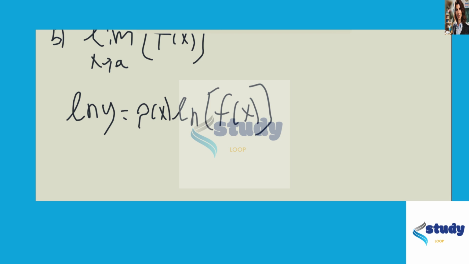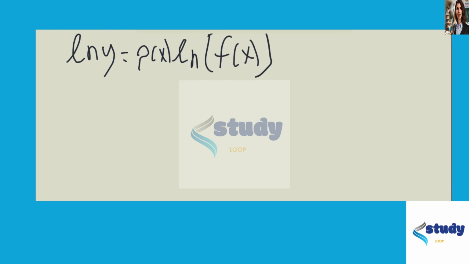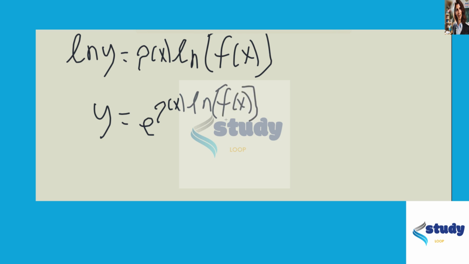Okay, and then we can apply the exponential on both sides. So e to the natural log of y is just equal to y. So we get y is equal to e to the p of x times the natural log of f of x. And then we get f of x to the p of x is equal to e to the p of x times the natural log of f of x.